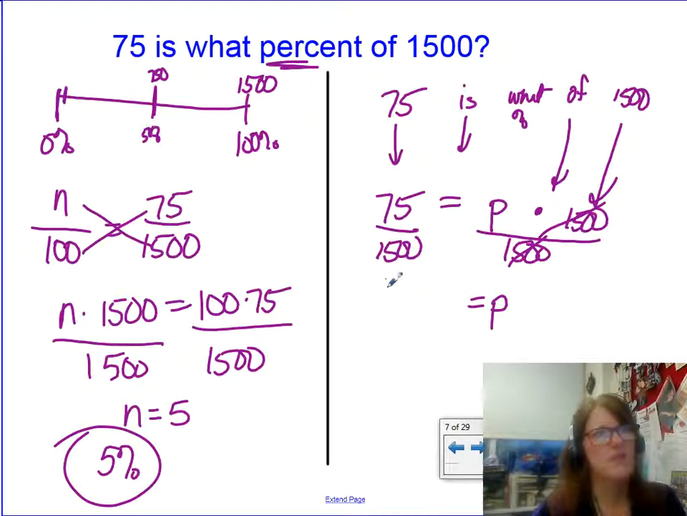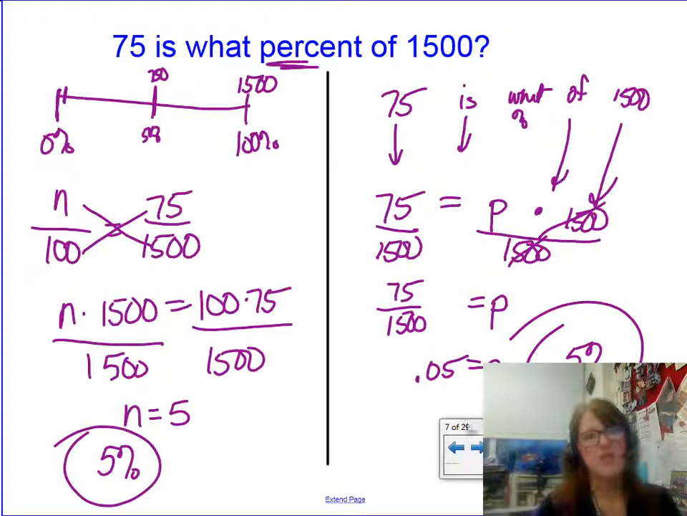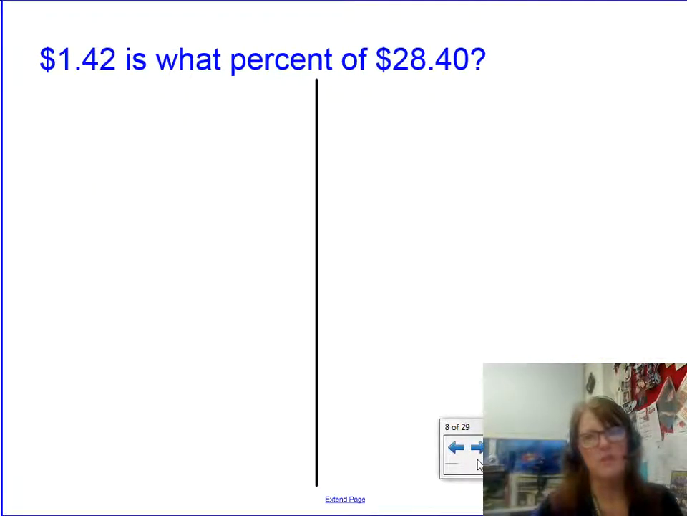Take 75 divided by 1500, and you get this decimal, 0.05. Okay, now this is the decimal. I need you to write this number as a percent. Decimal to percent. You go 2 places to the right. Boom. Always look back at your problem so you know what you're looking for.